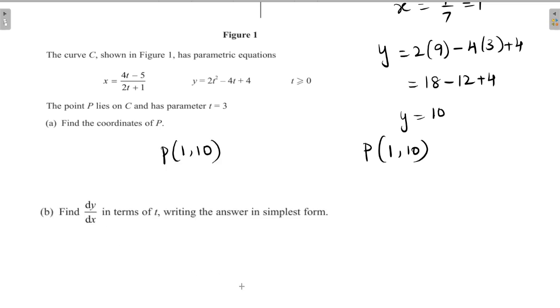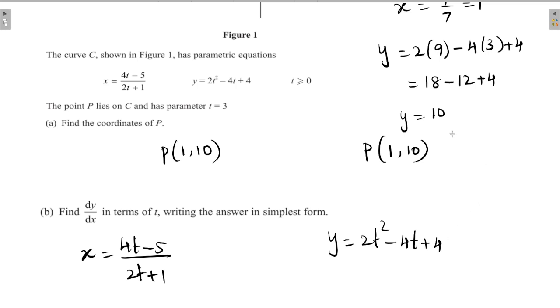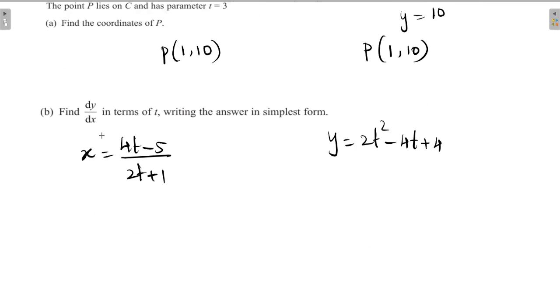Part B, find dy by dx. But x and y are given in terms of t, which is the parametric form. Let's find out dy by dx. Before that, x equal to 4t minus 5 by 2t plus 1. And y is given 2t squared minus 4t plus 4. Let's differentiate. Before finding dy by dx directly, we can differentiate x with respect to t.